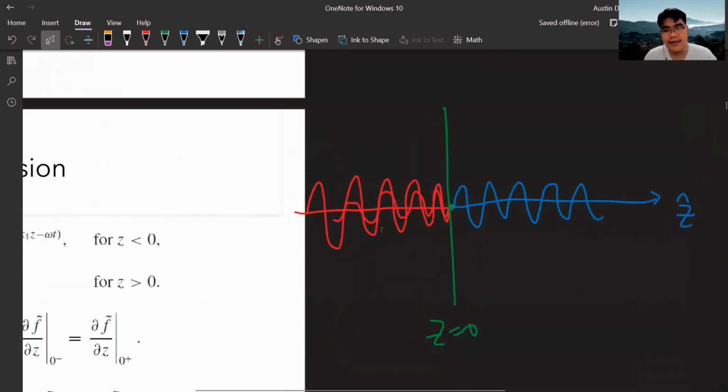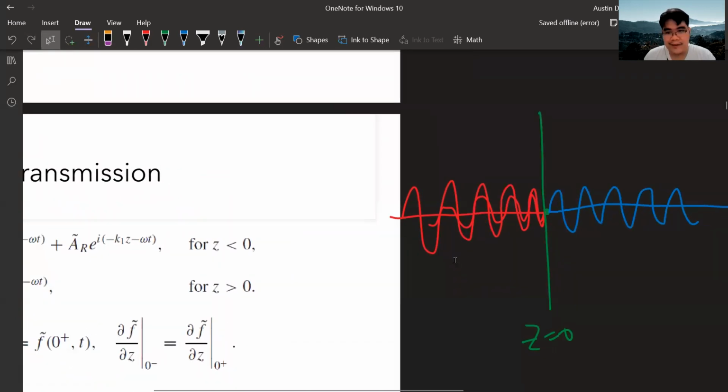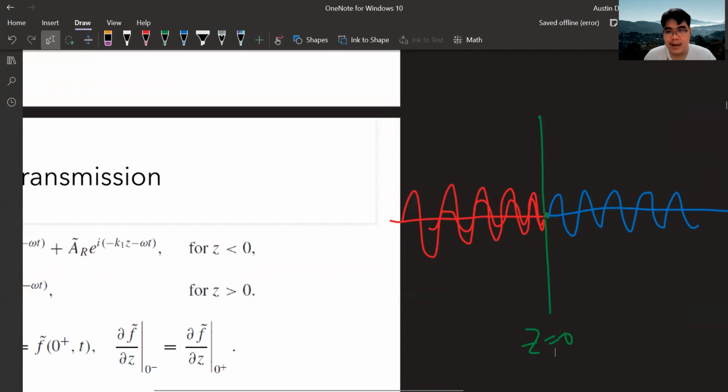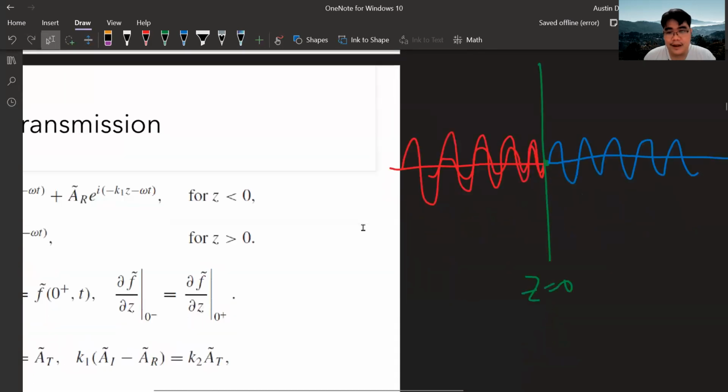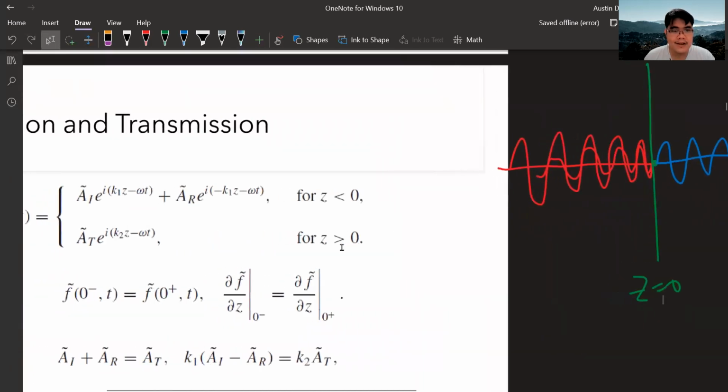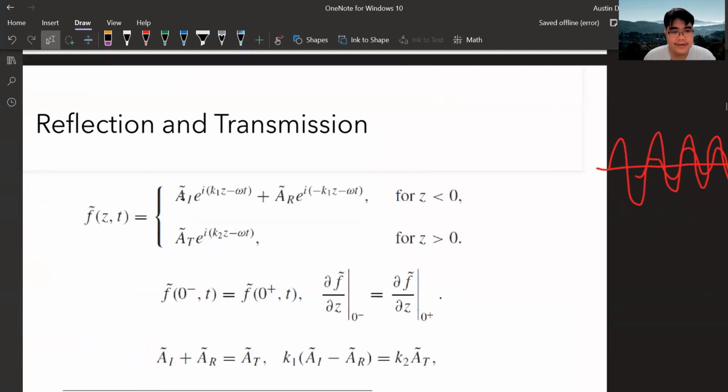Tingnan natin yun. On the left-hand side, z less than 0, you'll have two waves. Yung one going to the right and one going to the left. Kasi yung one going to the right would be the initial wave or the incident wave. Then the wave to the left would be your reflected wave. Okay, gets ba yun? So you have these two terms. A_I for your incident. So may mga tilde sila dahil complex numbers sila. In-assume natin complex numbers sila. Okay? So you have this.